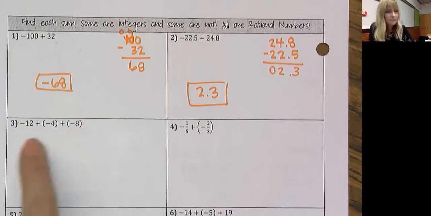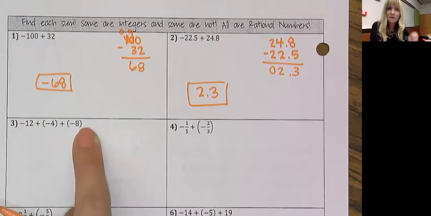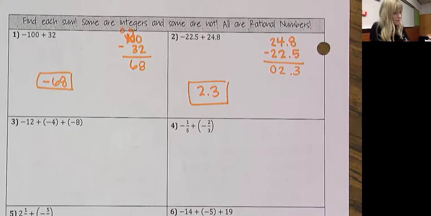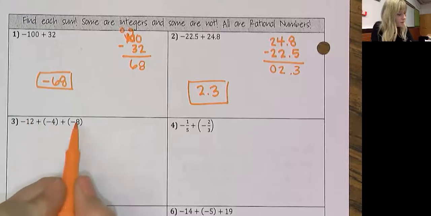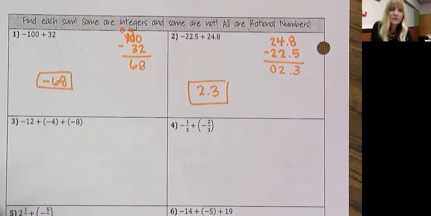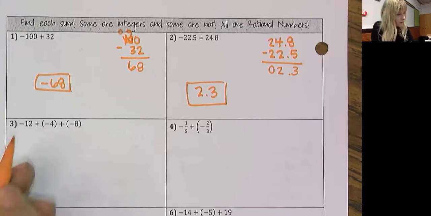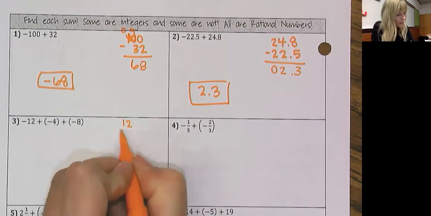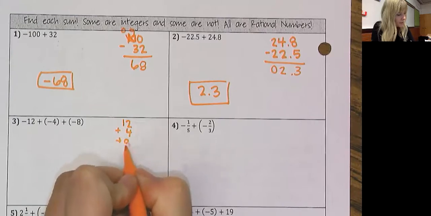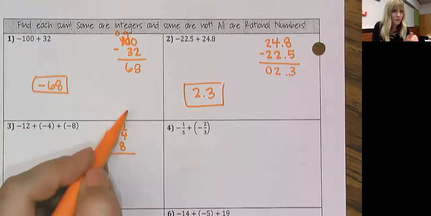This one, look at this. This is integers. I don't have to line up decimals. I don't have to get common denominators. So what I'm going to do, oh, look at that, negative, negative, negative. This is all same signs. Same signs add, keep the common sign. 12 plus 4 plus 8. I'll just write this work over here for myself so I remember what I'm doing. But it's 12, 13, 14, 15, 16.